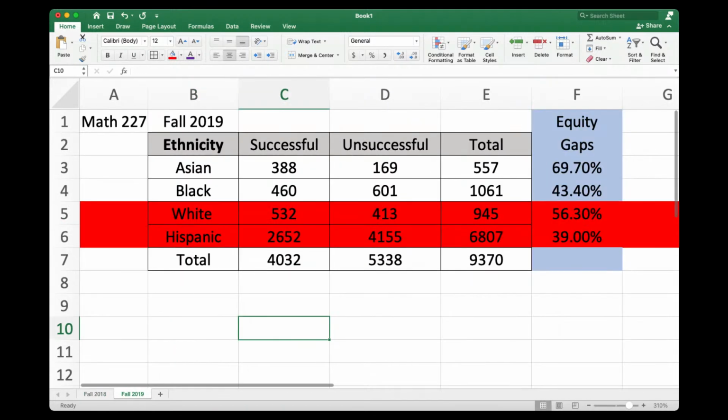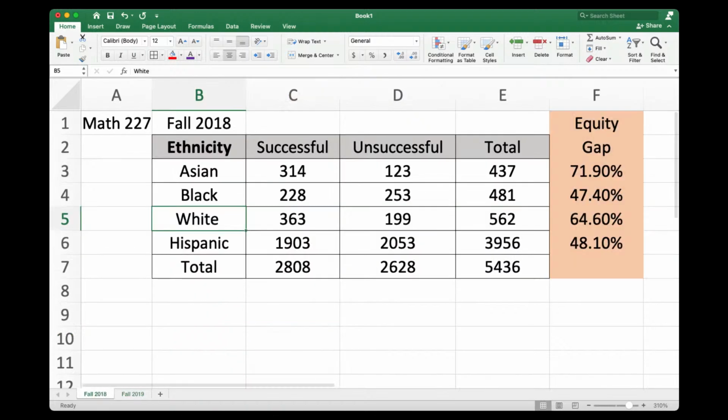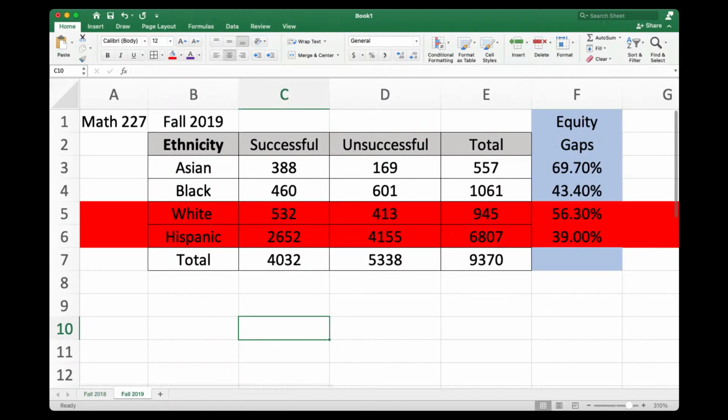71.9, that's like 72 to about 70. So it's like a 2% decline for Asians. Black students were like 47.4. Oh, that's 4%. So the black students declined by 4%, but white and Hispanic students actually declined the most. So I would say AB 705 isn't so good for success rates with white and Hispanic students personally.